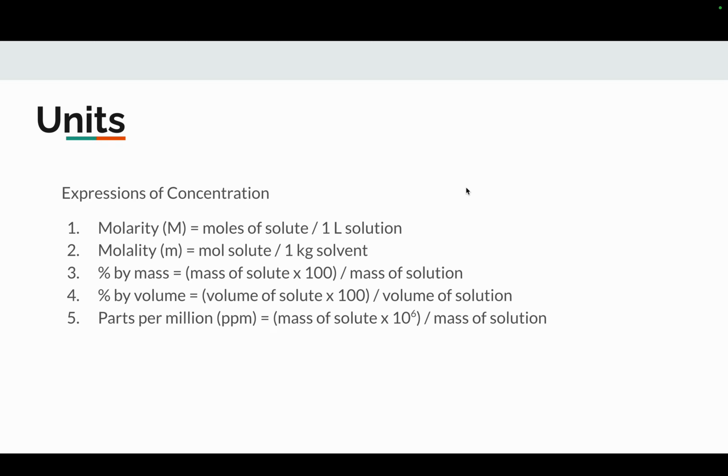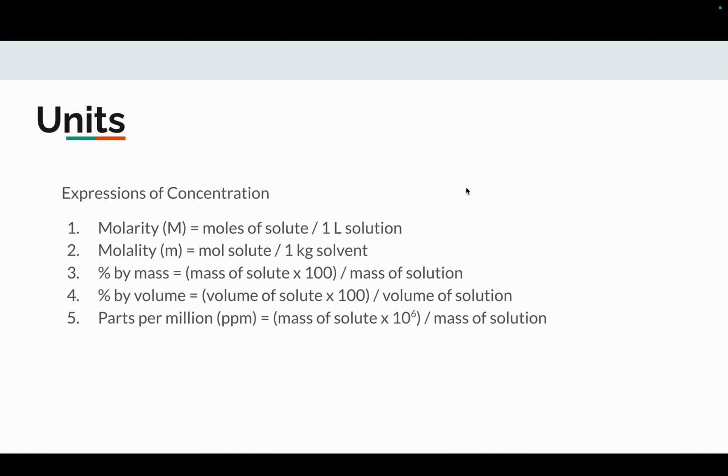Now, this fifth unit is parts per million. This is for solutions that have a really small concentration of something. You might see this in the water quality reports that our school gives us. Those water quality reports probably say parts per million because the amount of solute that is present in our school water is probably a really, really small percentage. So it's easier to understand when you say parts per million instead of percent by mass or percent by volume.